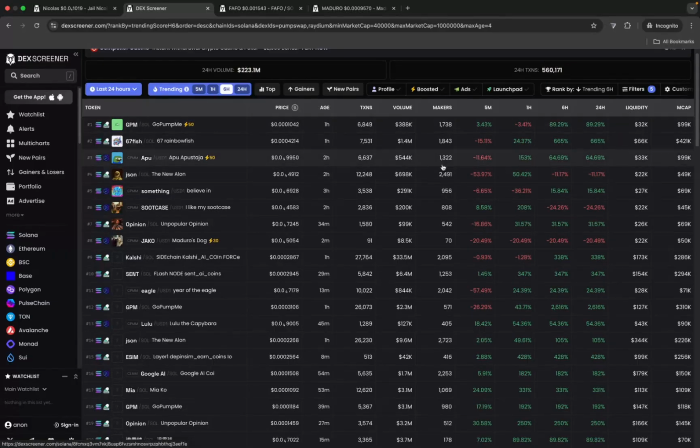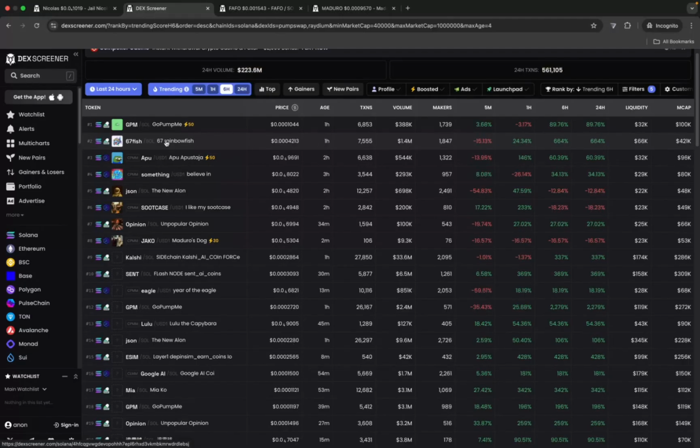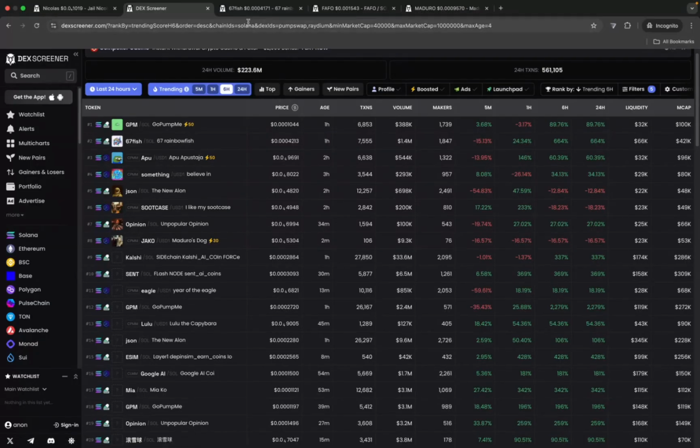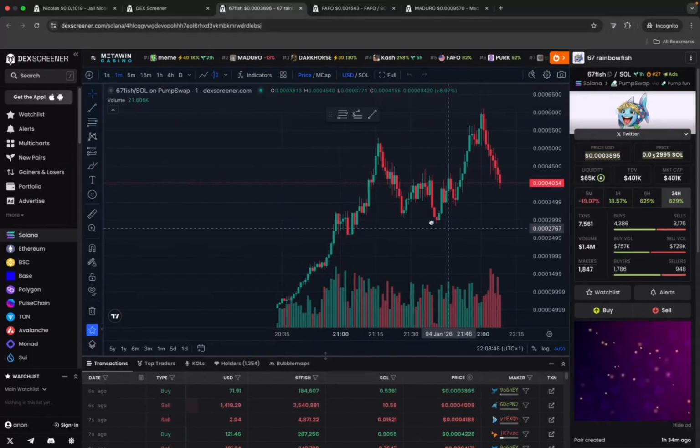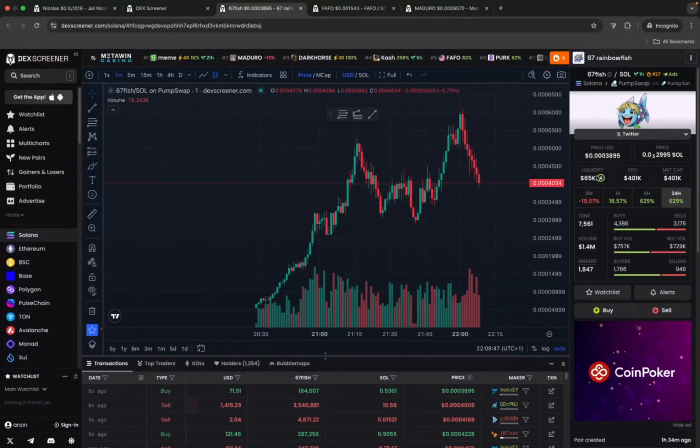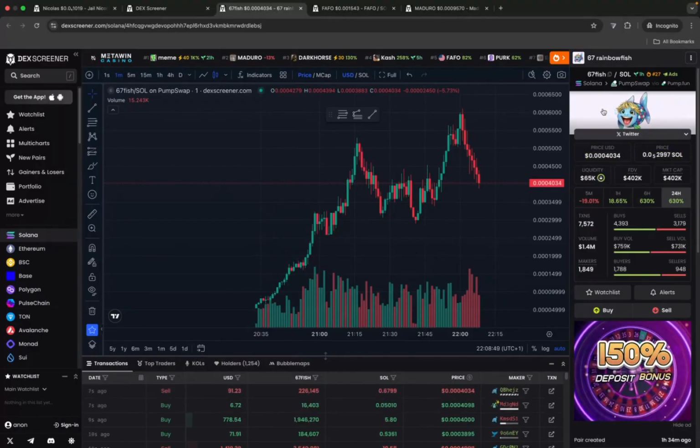So if you look here, what can you see? See this coin here, volume 388. Look at this guy, 67 rainbow fish. What do you see? 1.4 million volume. So I will open this guy because that means a lot of activity is going on here. Now, the next thing you want to do is open it and ensure that liquidity is locked. And you can see the banner I'm talking about.